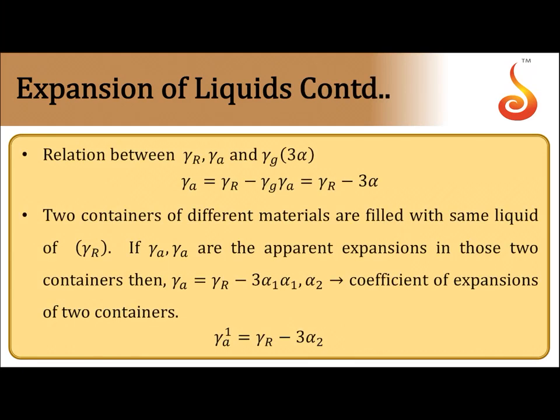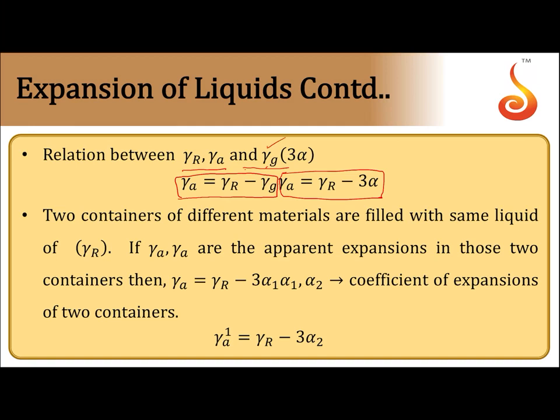So gamma real, gamma apparent and gamma of the vessel, all the three are related by this relation. Gamma A is equal to gamma r minus gamma of the vessel, this is one relation, or gamma apparent is equal to gamma r minus 3 alpha, this is another relation because gamma of the vessel can be taken as 3 alpha, because it is a solid, this is for vessel.